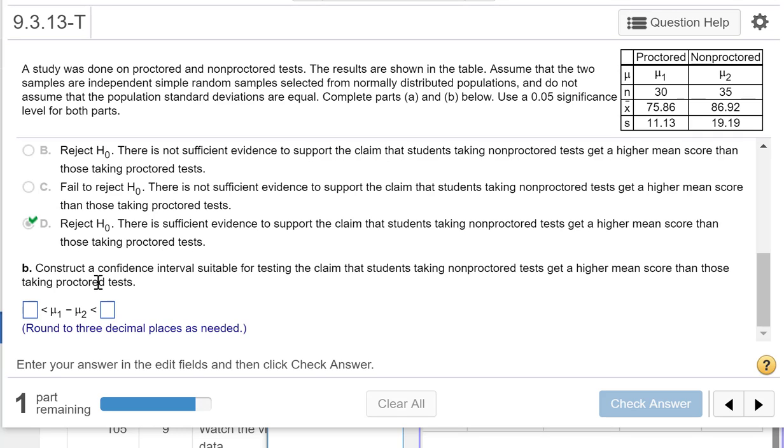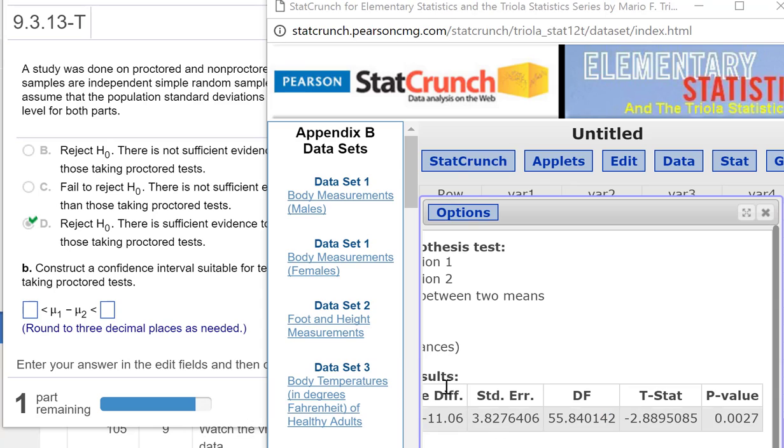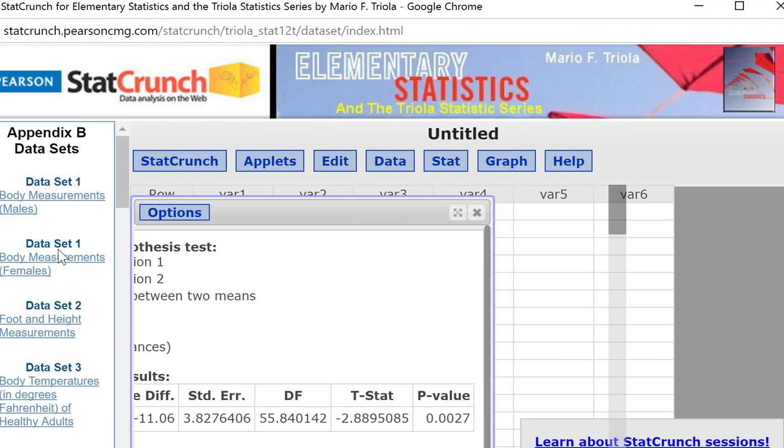Construct a confidence interval for testing the claim. Students taking the non-proctor test get a higher mean score than those taking the proctor test. So let's go ahead and set rounding to 3 places. Let's keep that in mind. Some software programs will automatically run a confidence interval when they do a hypothesis test. StatCrunch does not do that, but it's easy enough.